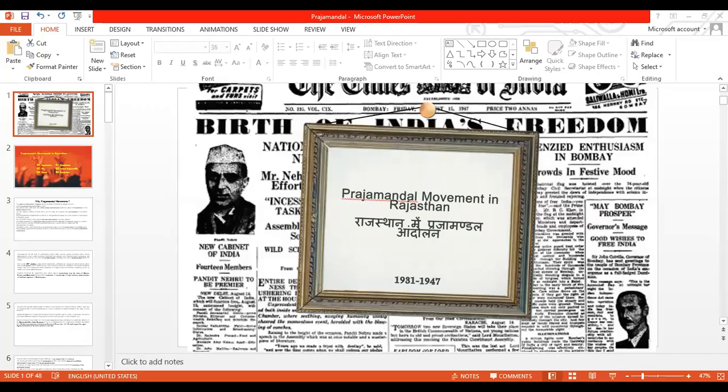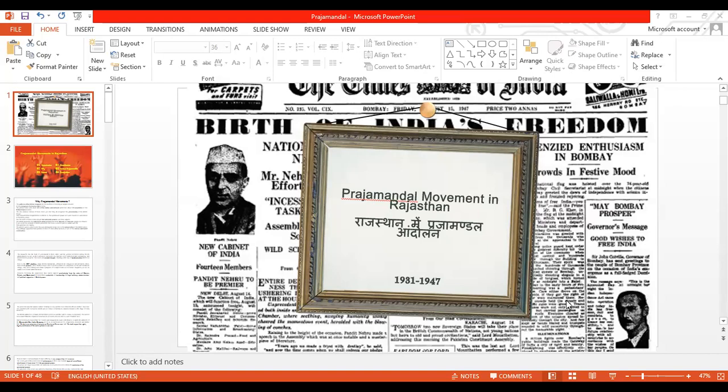Hello all. In this particular lecture on the series of GS section of Rajasthan, that is the General Studies of Rajasthan, today's topic that I'm going to take is Prajamandal Movement in Rajasthan. Rajasthan in general was a Rajputana state and it was a princely state. And there were other princely states in India as well.